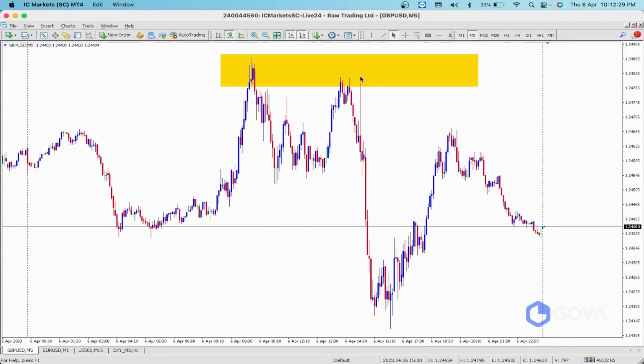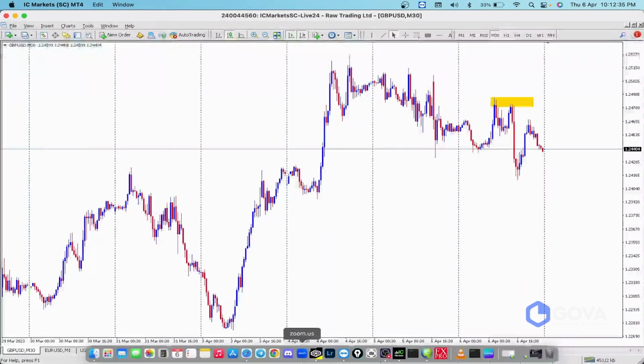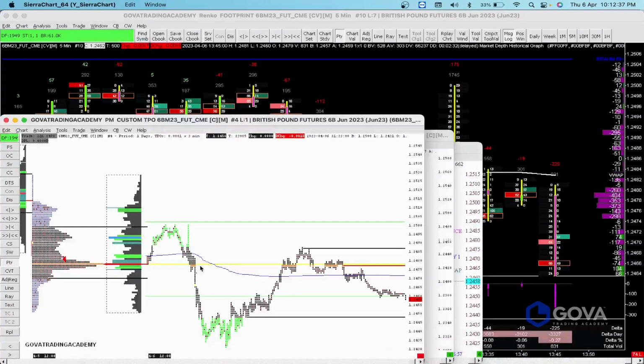This is the area here. Can you see the area? And you can see how price dropped down massively. Now let me go back to the chart again. Now you can see the reason why price referenced this area.